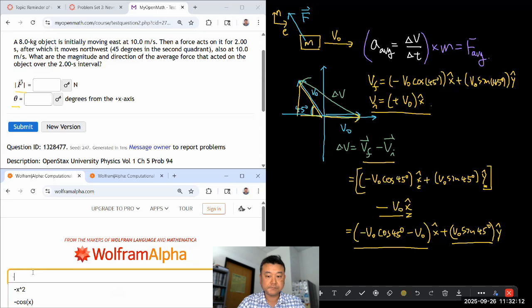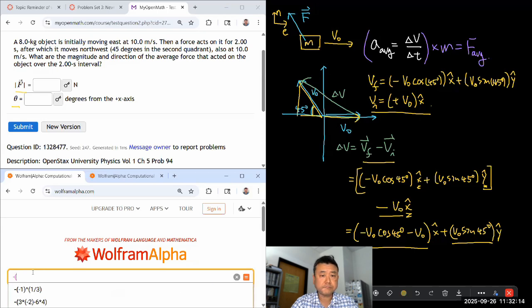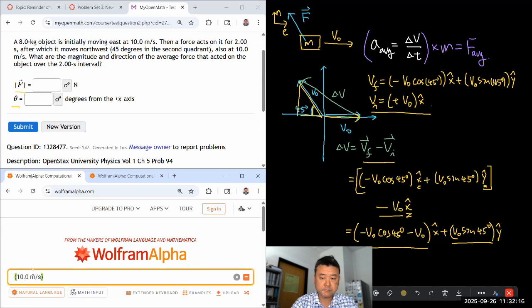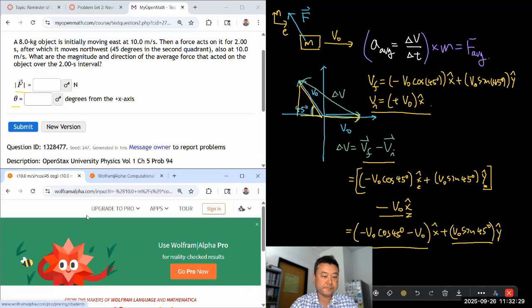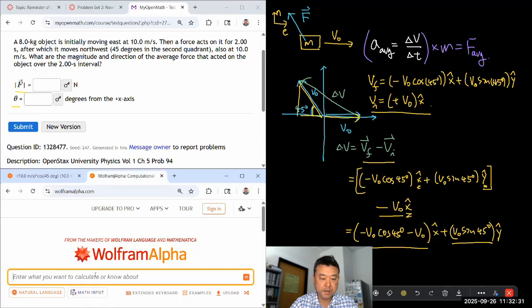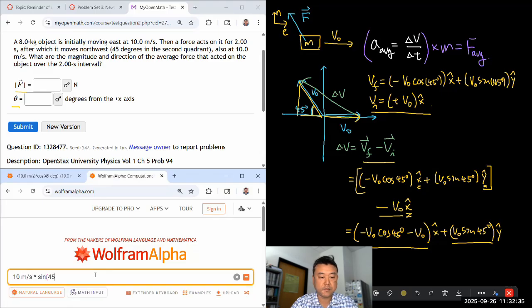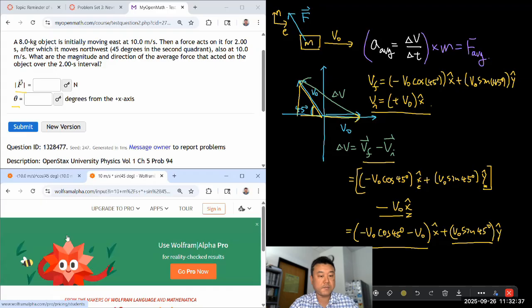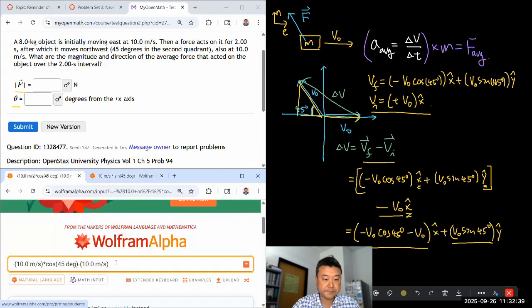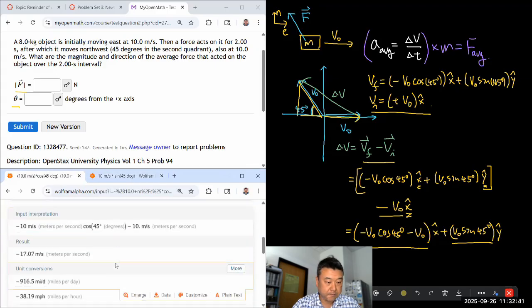So minus v naught, 10 meter per second times cosine of 45 degrees, or divided by square root of 2, minus 10 meter per second. So that's going to be the x component. And as it's doing that, let me write down 10 meter per second times the sine of 45 degrees. That's going to be my y component.